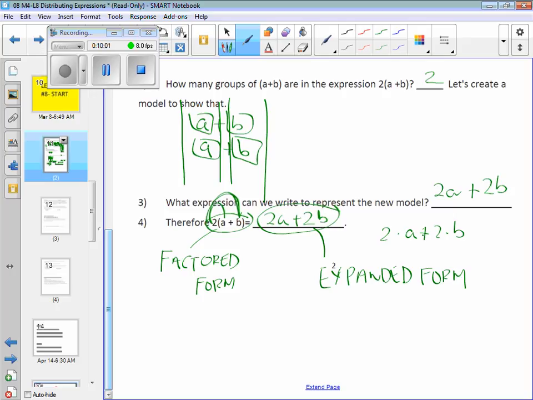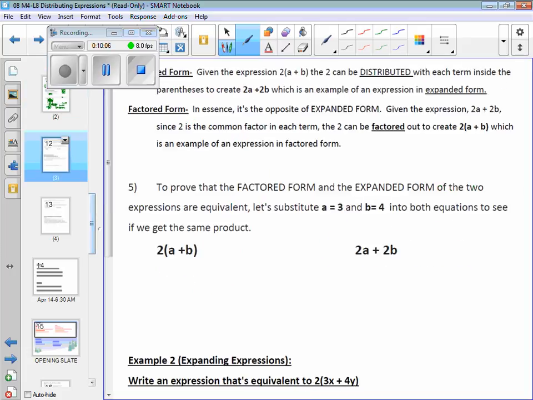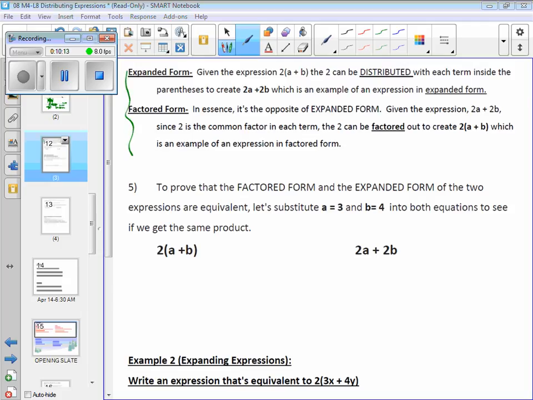Can I go to the next page? Yeah. What I just explained is all here. It's kind of your definitions of what's what. We can prove that the two forms, this is the factored, this is the expanded. How would you prove that those two expressions are equivalent? How would you prove that they are equal? How would you prove that they will both work?